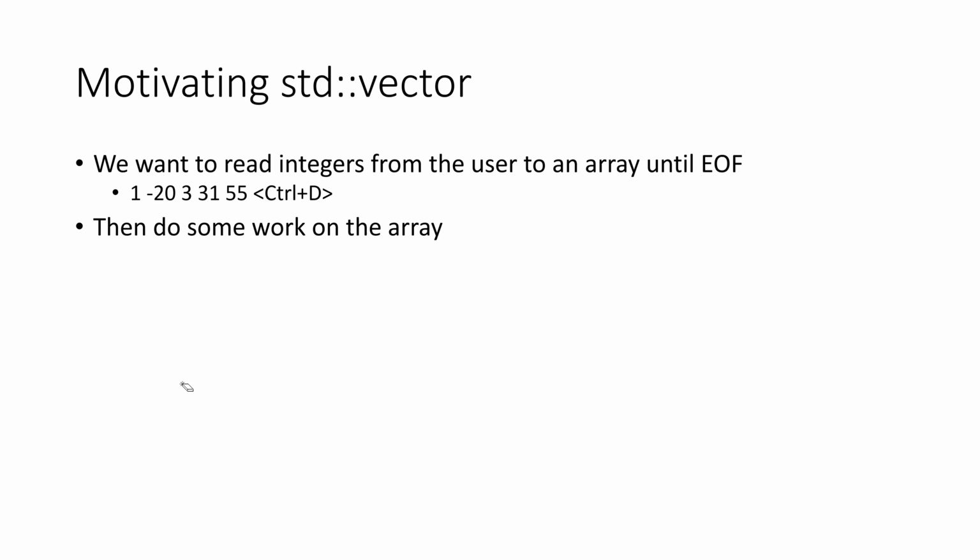Maybe the person types 5 integers in and then hits Control D. Or maybe the person types 10,000 integers and then hits Control D. We don't know how many numbers this person is going to type. But we want to take all these numbers in and put them in an array. And the reason we want to put them in an array is very convenient, right?